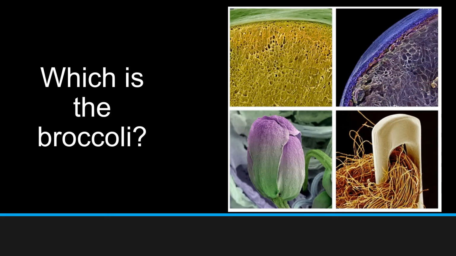Oh, and which one is the broccoli? A lovely, tasty broccoli. Which one of these is the broccoli? Is it number 1, 2, 3, or 4? Which one do we think might be broccoli under a microscope? Have a good look.